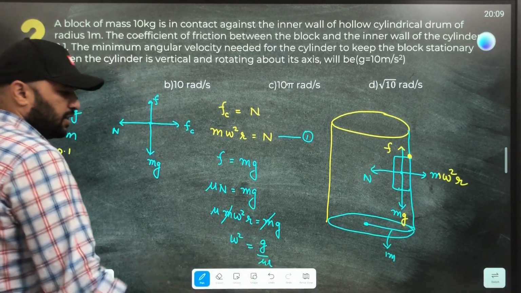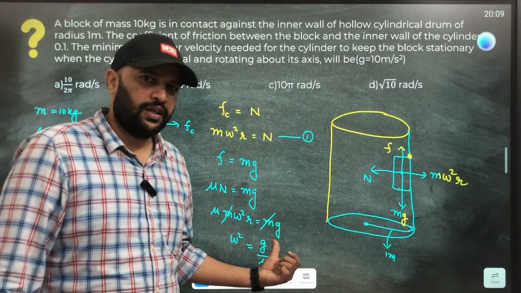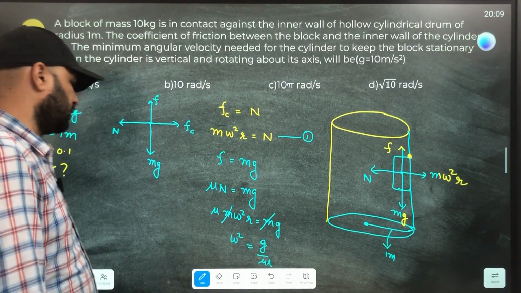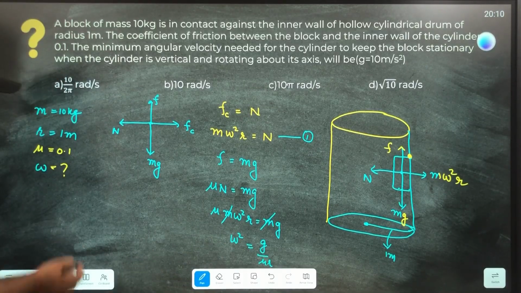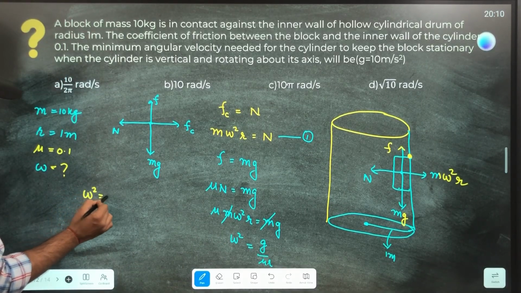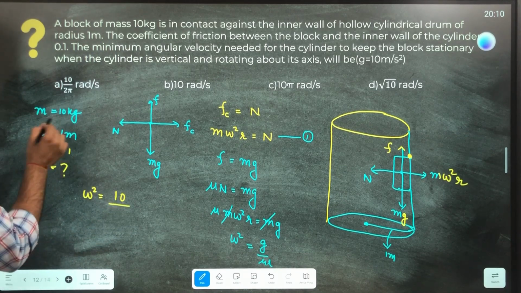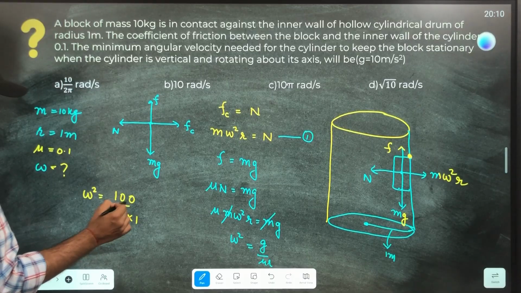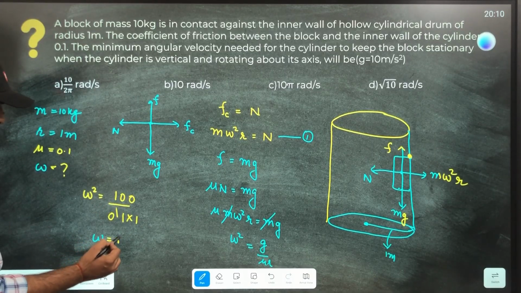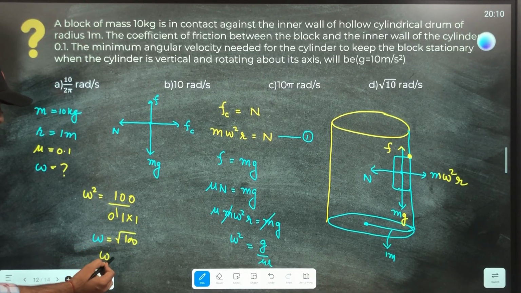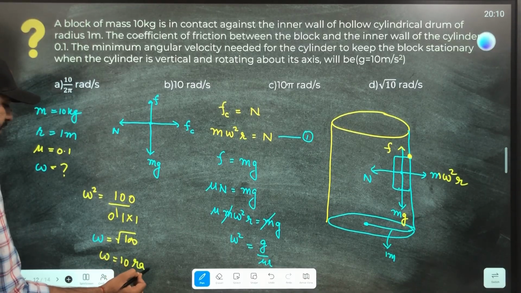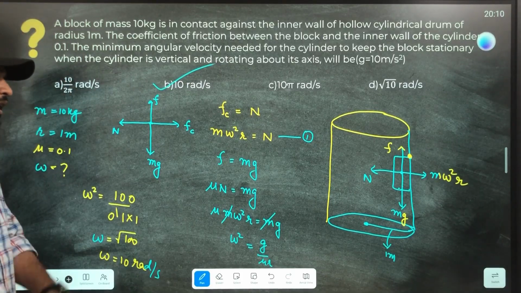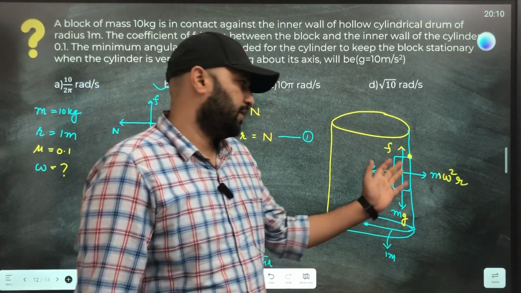Many times this question directly came also. In JEE also you have to straight away find the value of omega, that is root under g by mu r. Correct? So let's substitute the values. Omega square will be equal to g, which is 10, over mu, which is 0.1, times r, which is equal to 1. Removing the decimal point, it becomes 100. So omega will be root of 100, which is 10 radians per second. In standard units, 10 radians per second. I hope this is clear. Option B. So very simple concept, yet very useful concept.